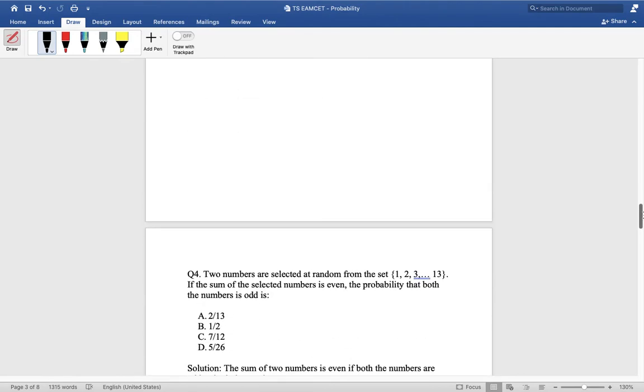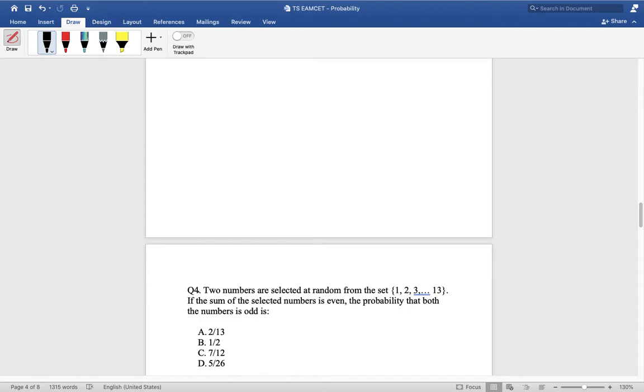Now, let us move to problem number 4. This is based on Bayes' theorem. So, two numbers are selected at random from the set 1, 2, 3, 4, 5, 6, 7, 8, 9, 10, 11, 12, 13. If the sum of selected numbers is even, the probability that both the numbers are odd is. So if I add two even numbers like 2 and 2, 2 and 2 is 4, right? If I add two odd numbers, 3 and 3, again the sum is even. So if I add two even numbers, the sum is even. If I add two odd numbers, the sum is even.